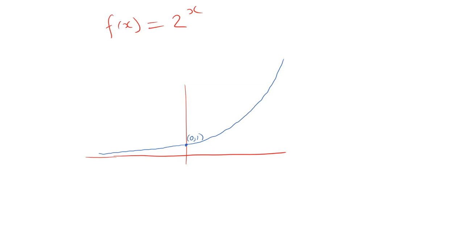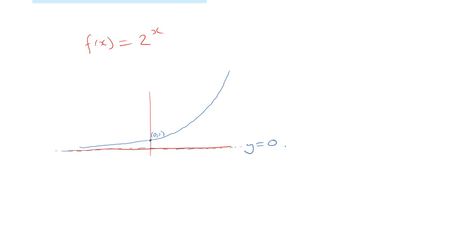Now, we say we tend towards 0. What this means is there's something known as an asymptote at this line here. Let's draw it as a dotted line. That's the line that we're approaching but never actually hit. And in this case, of course, it is the line y equals 0. It is the x-axis.